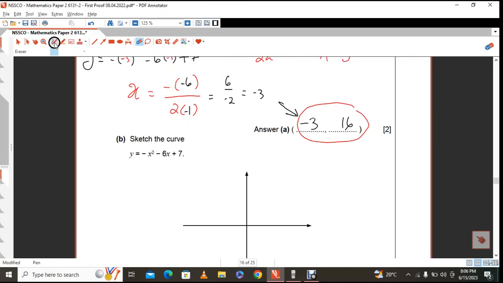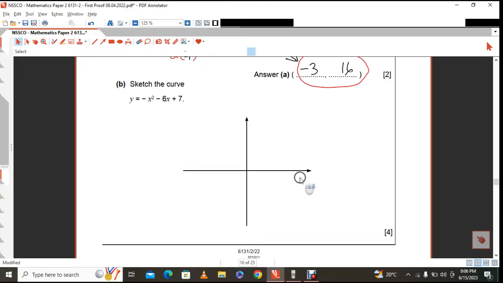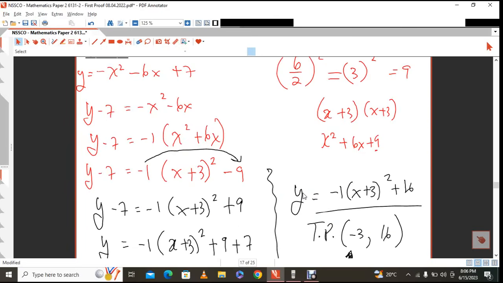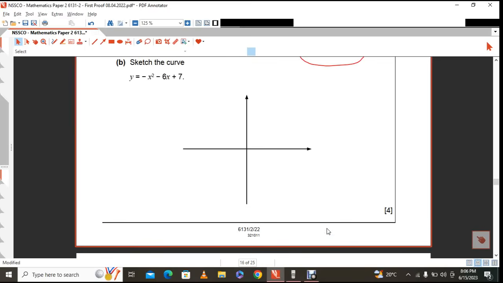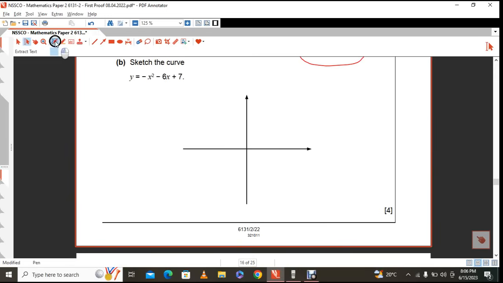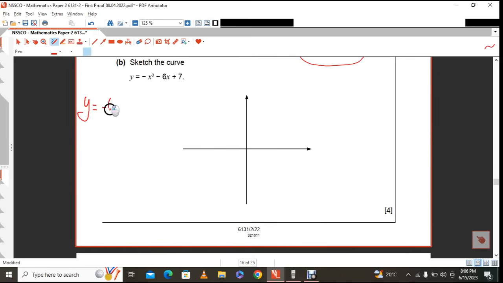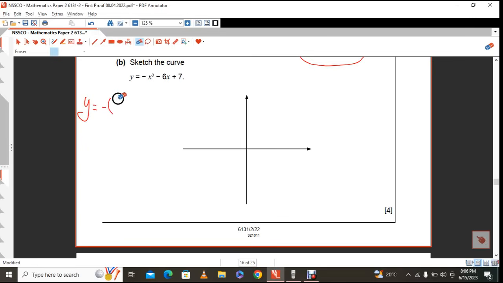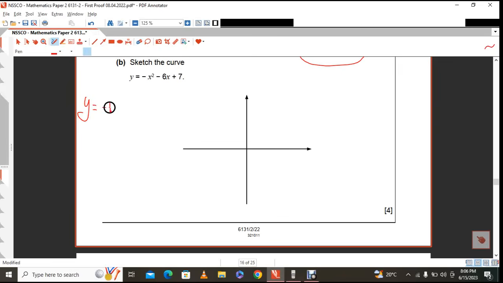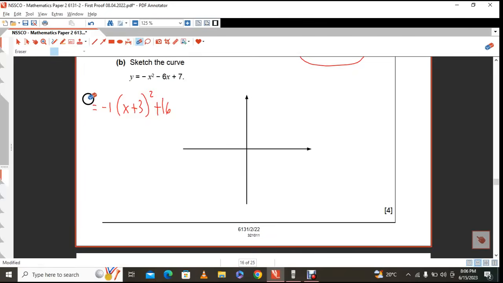Okay, so let's just go back to what we have calculated. It was y equals minus, and I'm going to write it here. What I calculated was y equals minus, that's a negative one by the way, so perhaps I should put it back. So that's minus one, and then you have x plus 3 all squared plus 16. This can also be written as an equation.